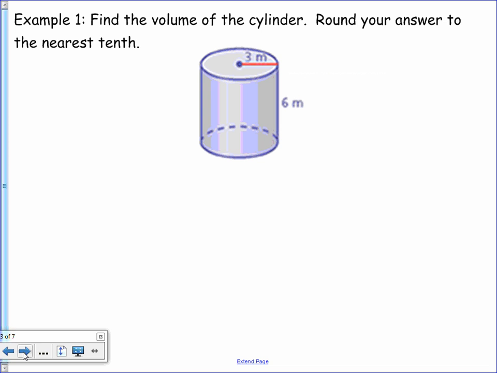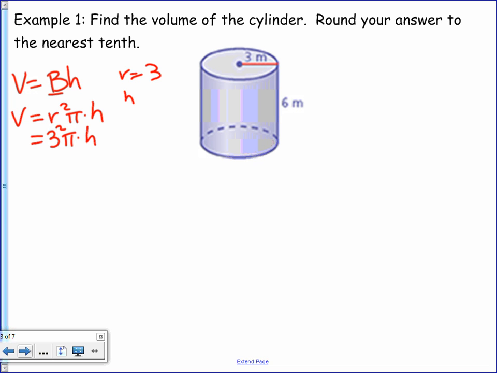All right, so let's go ahead and do an example here with a cylinder. We're given that the radius of the base is 3. The first thing we're going to do: volume equals area of the base times the height. To find the area of the base, we do radius squared times pi times the height. So the radius is 3 squared times pi times the height, and we know the height is 6. So that's 3 squared times pi times 6, which equals 9 times pi times 6. Now 9 times 6 is 54, so the most exact answer would be 54 pi.